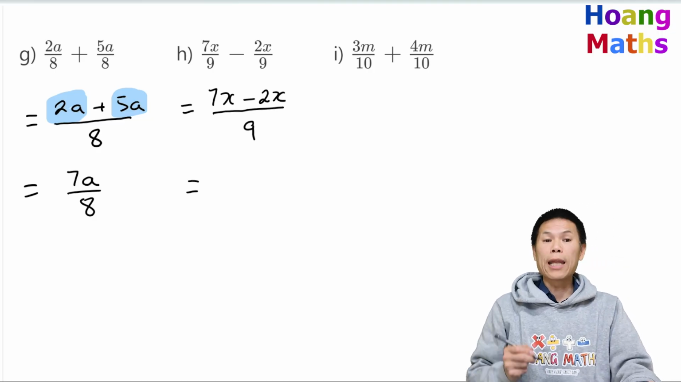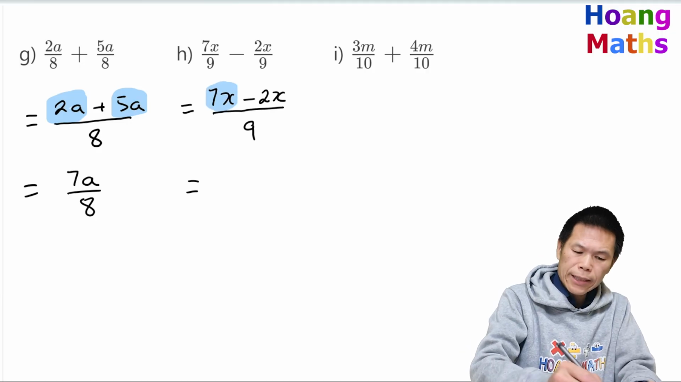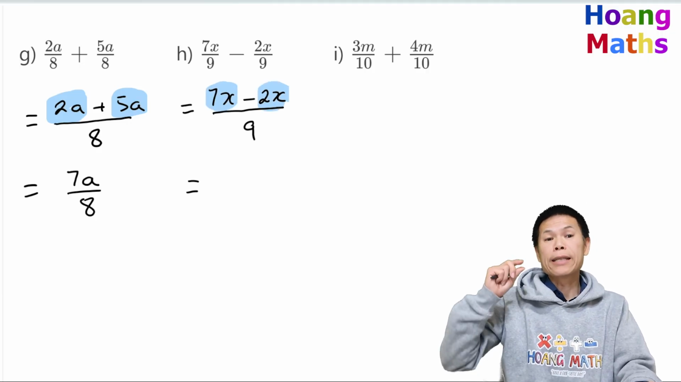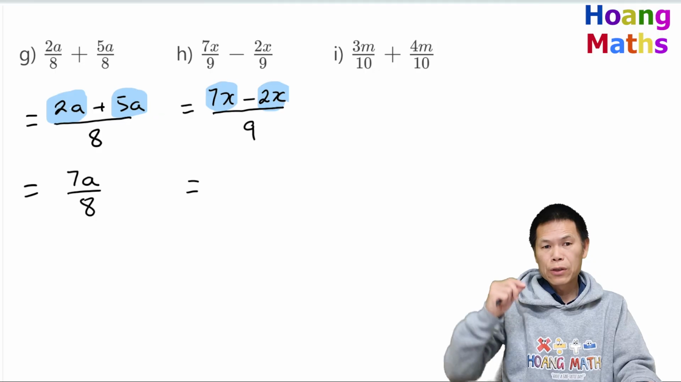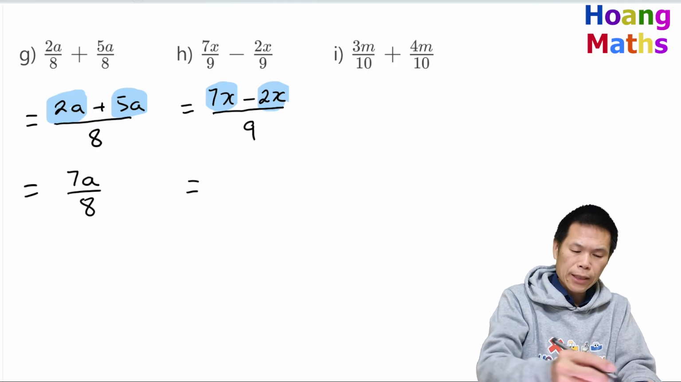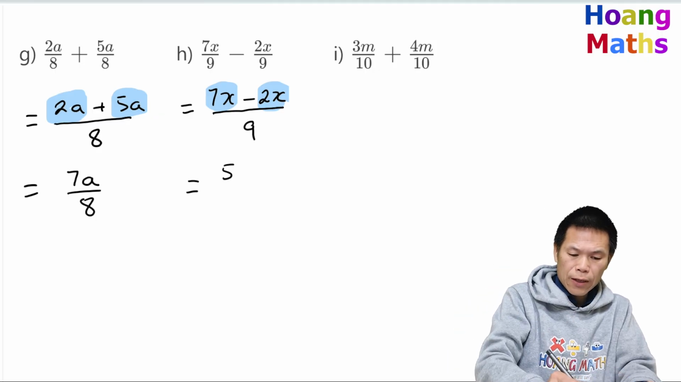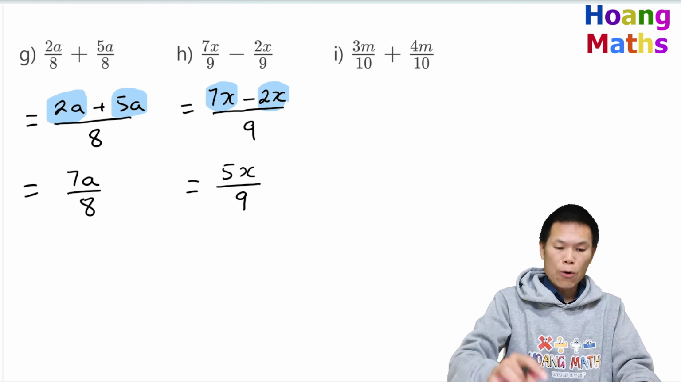Now I just collect the like terms. 7x minus 2x. 7 minus 2 is 5. So 5x. So the answer is 5x over 9. There you go.